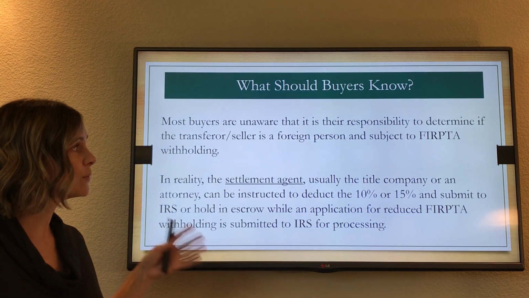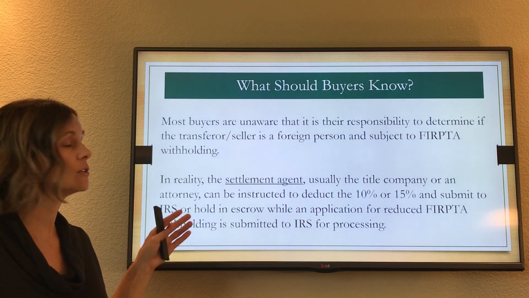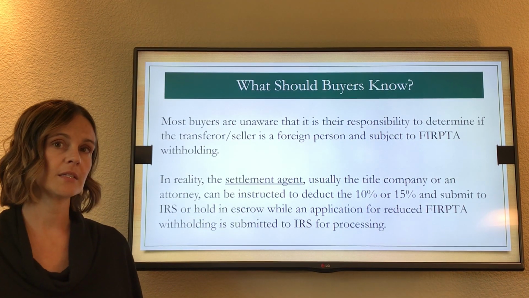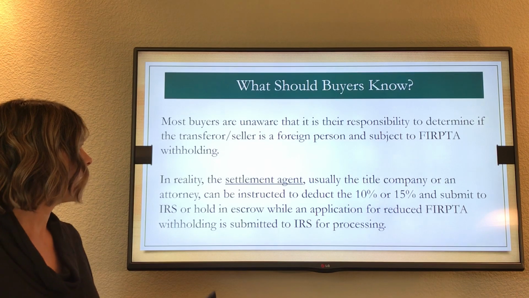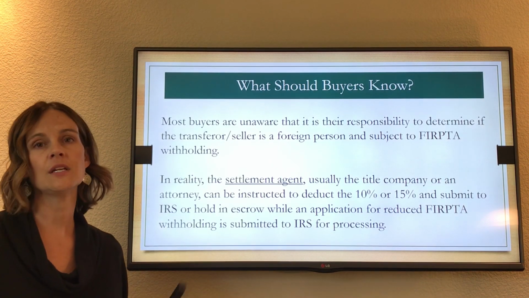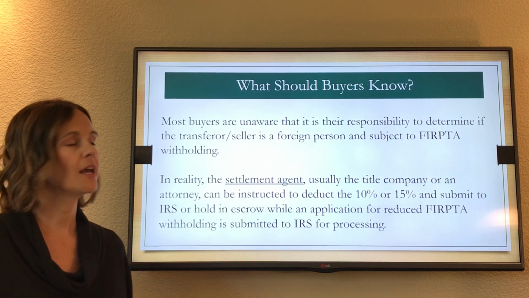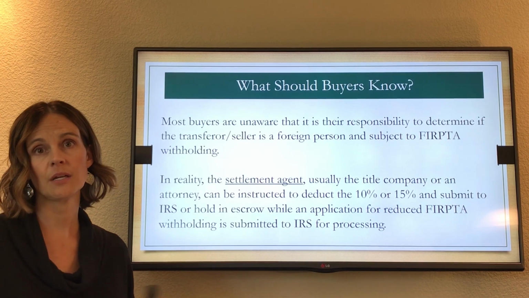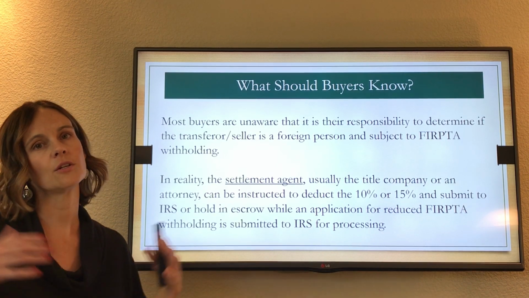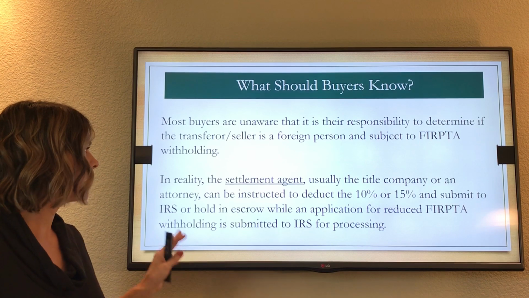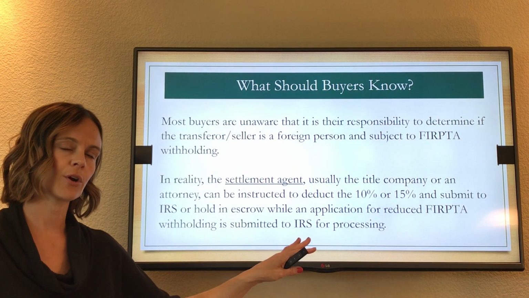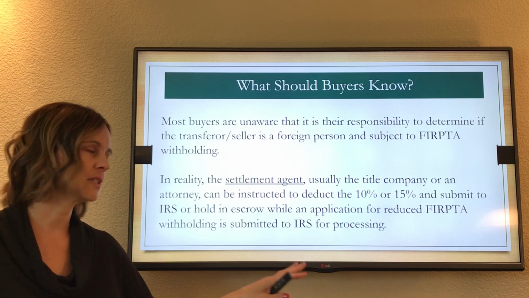You need to realize that it is your responsibility to determine if that seller is a foreign person and whether they're going to be subject to FIRPTA withholding. And if they are, you need to make sure that you're withholding this amount. In reality, it's the settlement agent, usually the title company or an attorney, that is going to do this for you. You can instruct them to deduct that 10% or 15%, and I have another chart that shows when it's 10 and when it's 15.